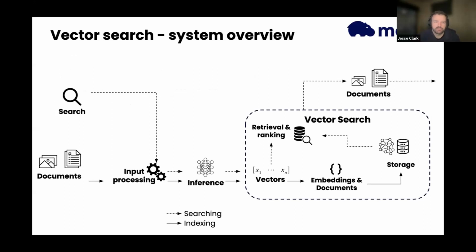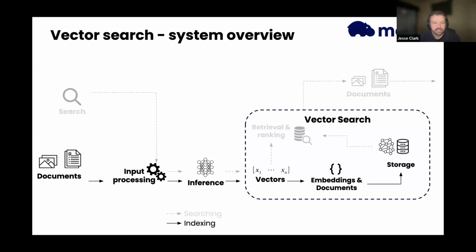Here's an overview of what the system would look like. I'll go through the different pieces, and we'll talk about some of them in the rest of the talk. There are really two main pipelines in vector search. One is the indexing phase, where we turn all our documents into vectors so that we can search over them. Then there's the search phase, where our query comes in and we compare it against all of our documents.